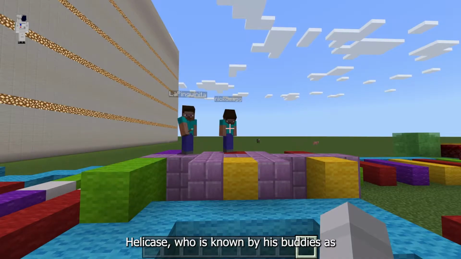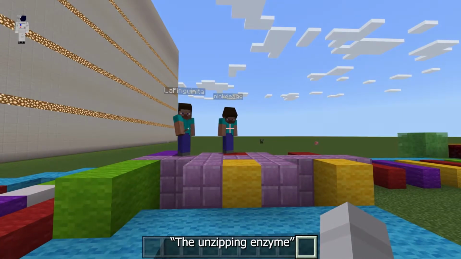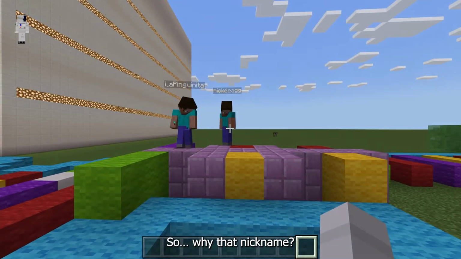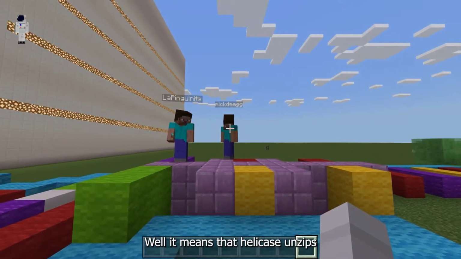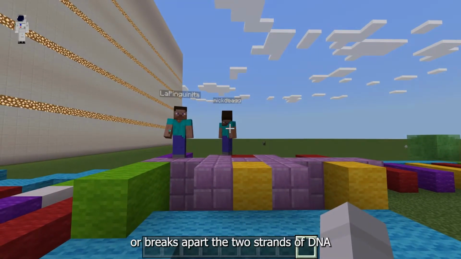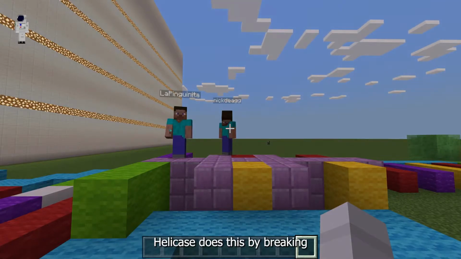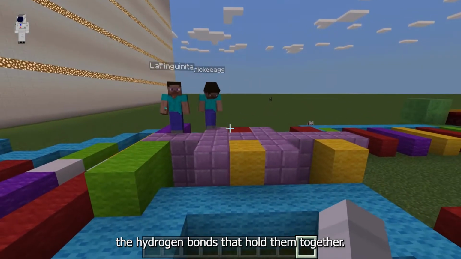Helicase is known by his buddies as the unzipping enzyme and depicted as previously shown with the purple blocks. So why that nickname, you could ask. Well, it means that helicase unzips or breaks apart the two strands of DNA that compose the double helix structure, creating a replication fork. Helicase does this by breaking the hydrogen bonds that hold them together.